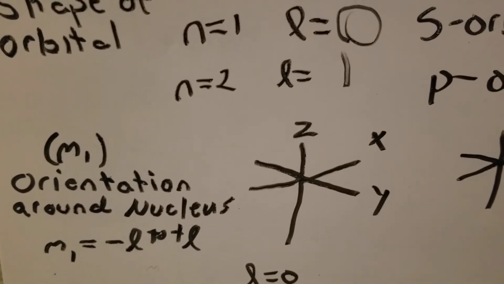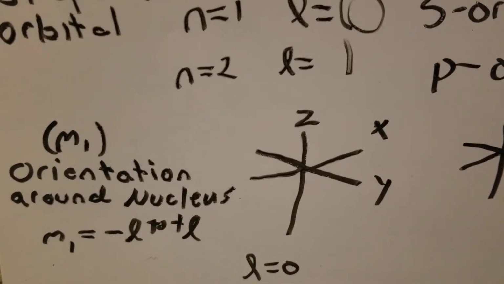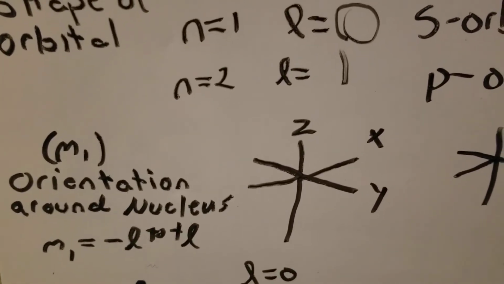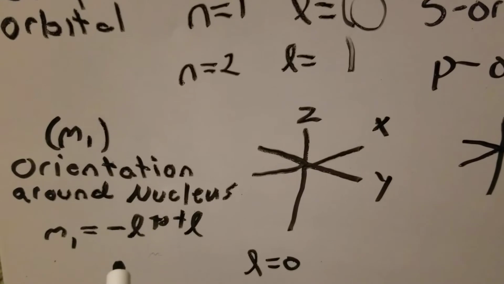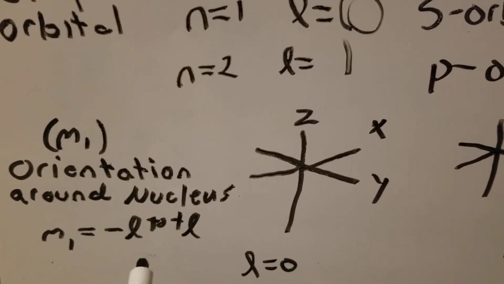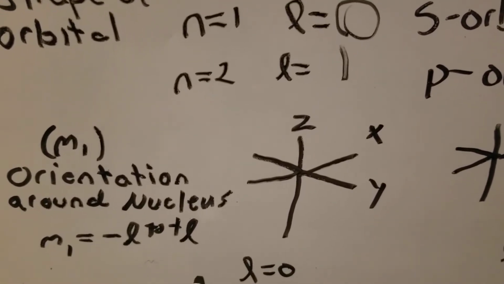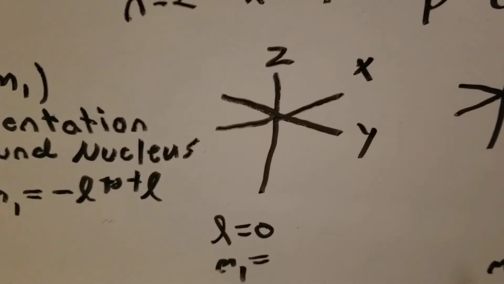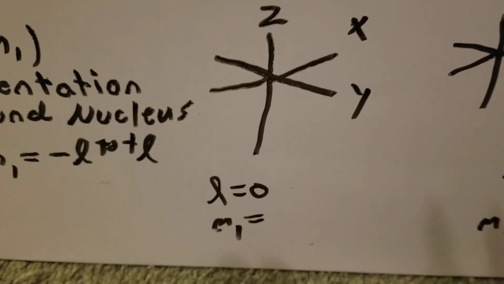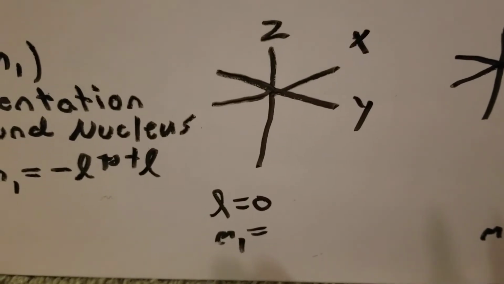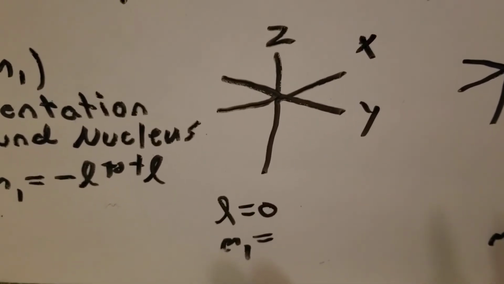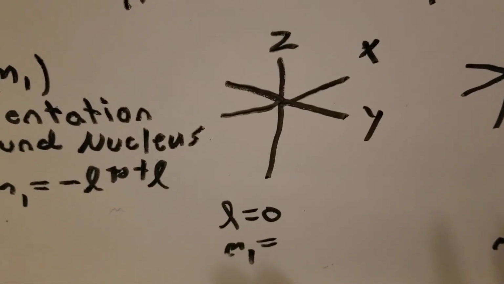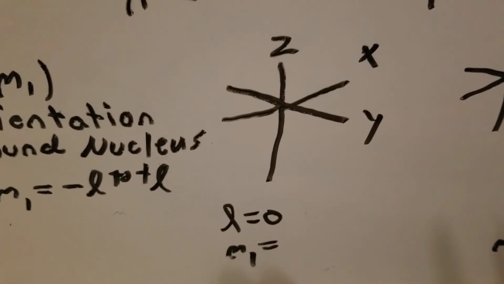And m sub L is designated as any subshell that's negative L to positive L. If that's confusing, that's okay. So let's try one out. If L is 0, we said earlier that this represents an s orbital. And s orbitals are spherical.